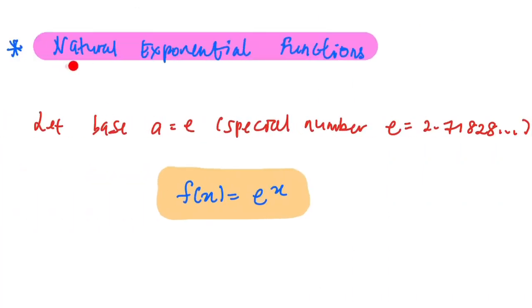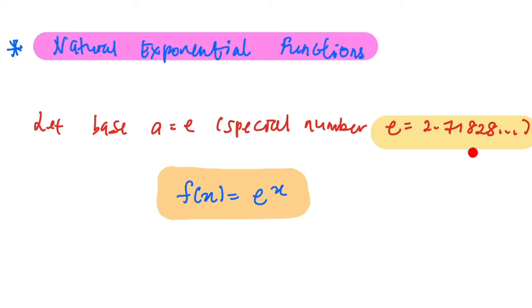Next, let's go to natural exponential functions. Okay, so first of all, I want to introduce you to the number e here. Okay, so e is equal to 2.71828. So this number here, you can get it from your calculator.